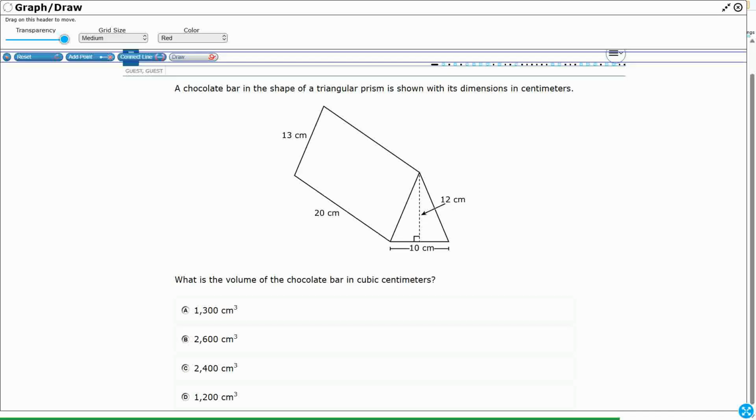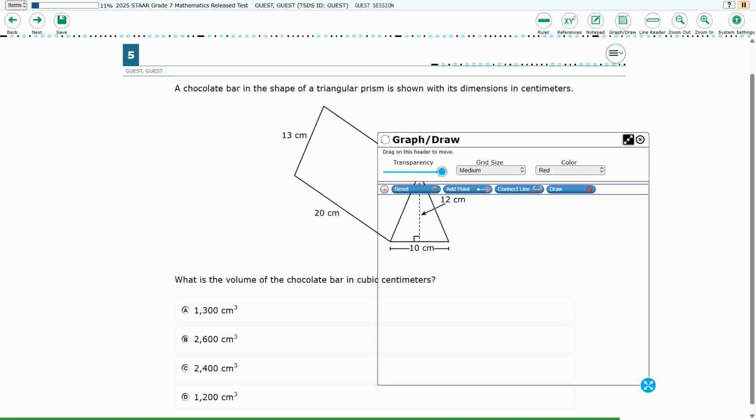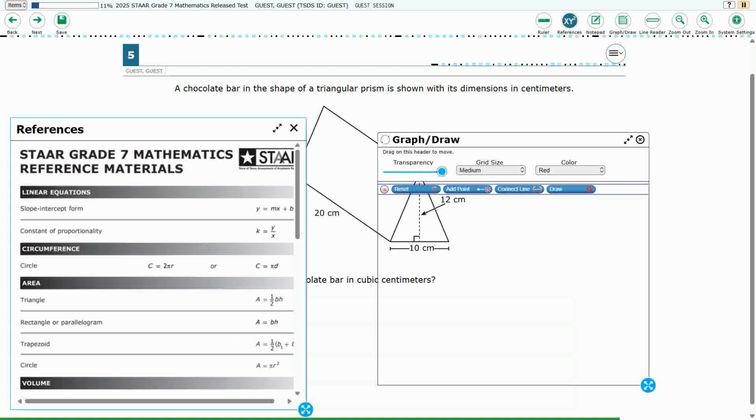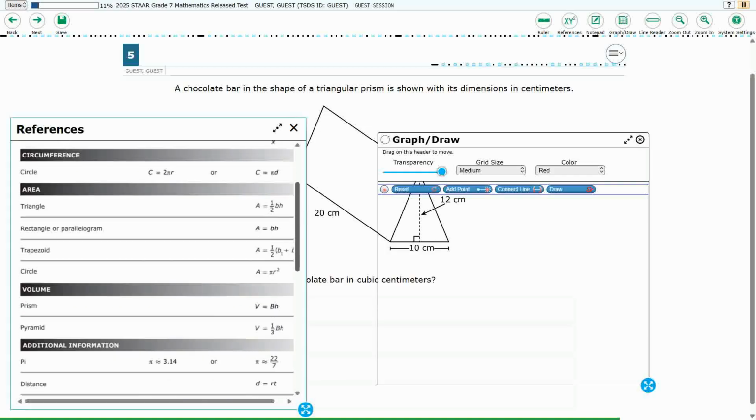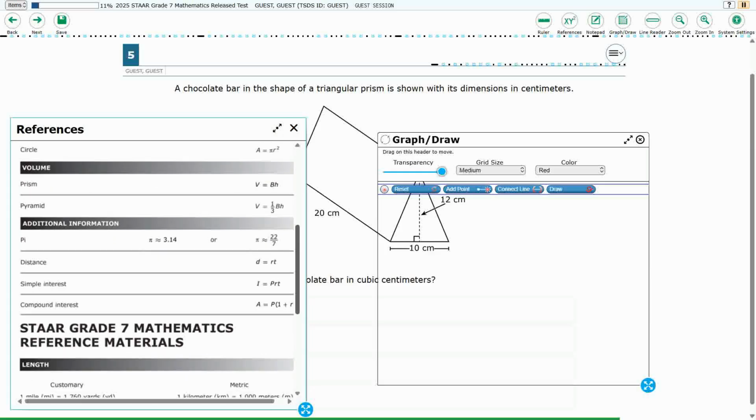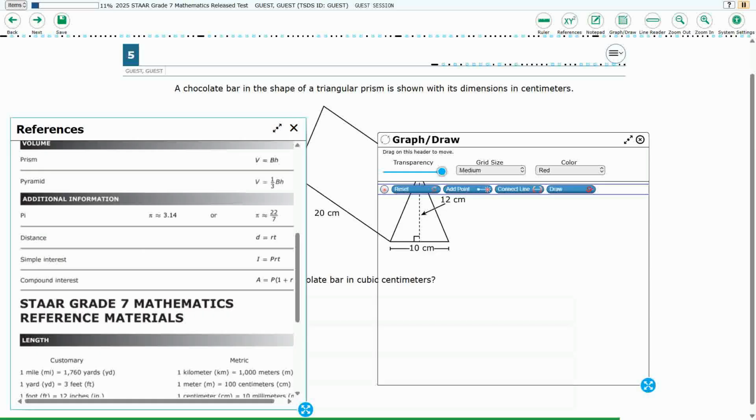All right, so we've got a chocolate bar in the shape of a triangular prism, and we need to find the volume. Let's look at our reference materials and see what we have here. We've got linear equations, circumference, area. All right, volume. So prism or pyramid.